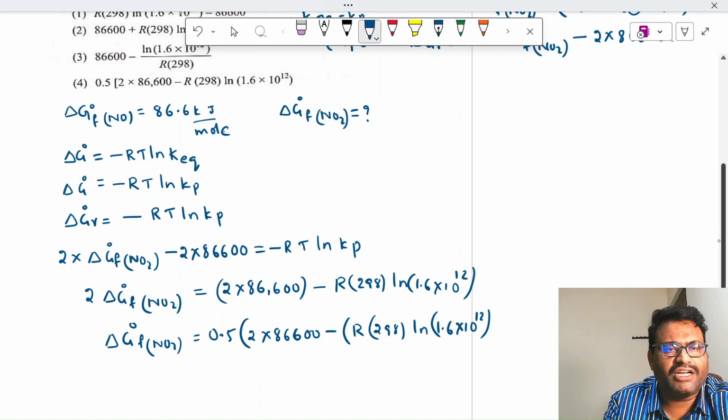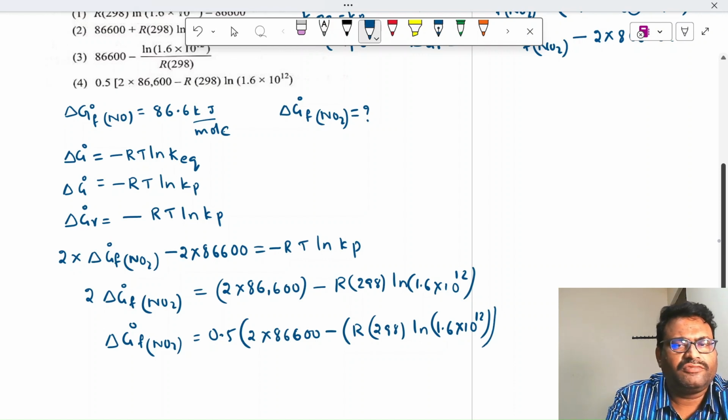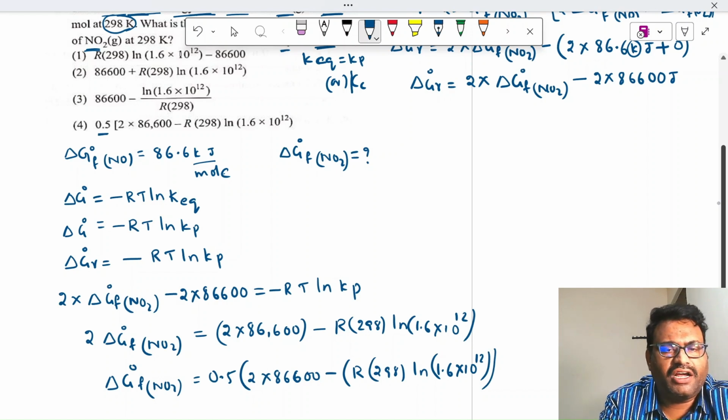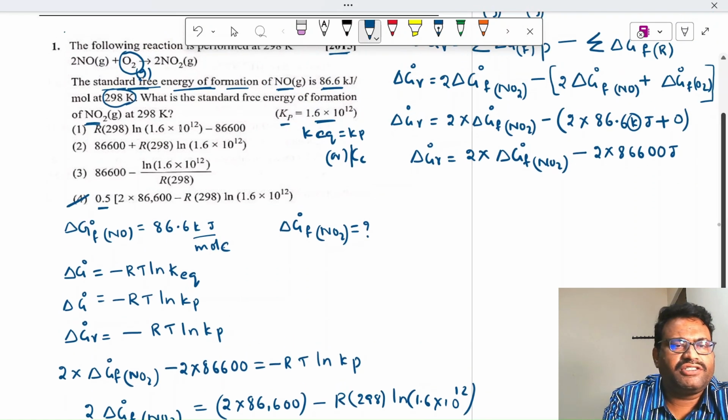So where is that answer? You can find that answer here, right? Which option are you finding? 0.5 into 2 into 86,600 minus R into 298 natural log 1.6 into 10 power 12. So this is the answer, the 4th. What is asked? Delta G naught F of NO2, that is the standard Gibbs energy, the standard free energy of formation of NO2, and that we have calculated.